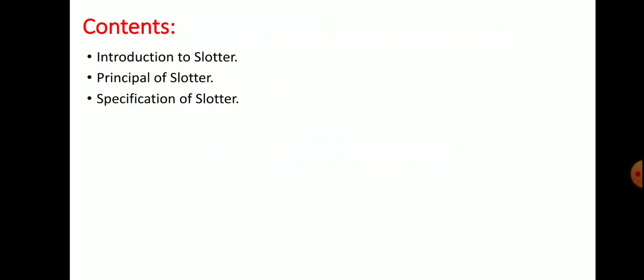These are the contents that I am going to cover in this session: introduction to slotter machine, principle of slotter machine, and specification of slotter machine. Let us go through this one by one.